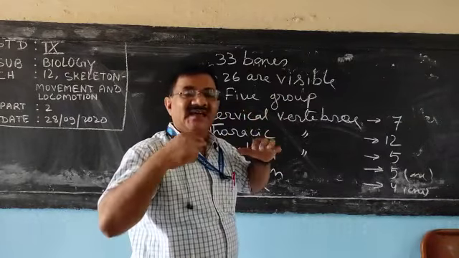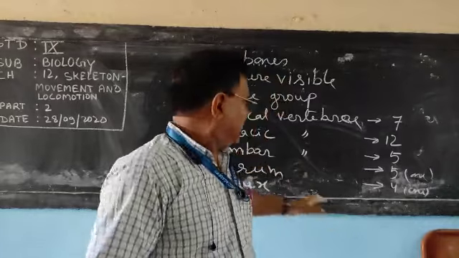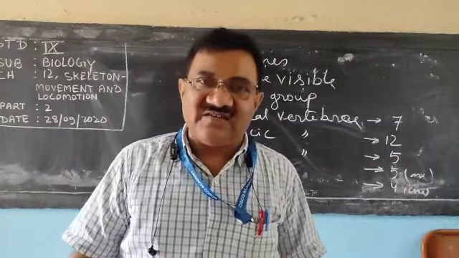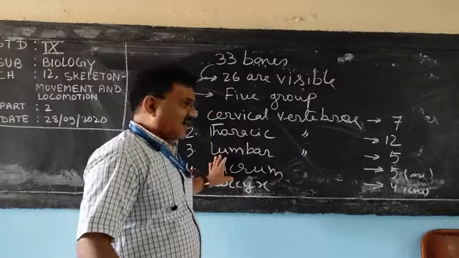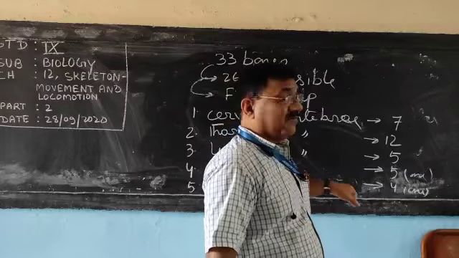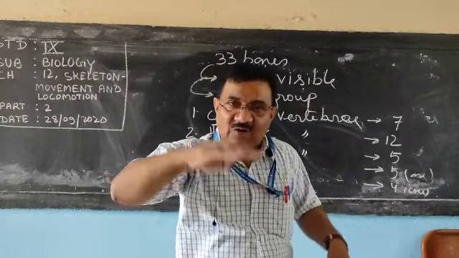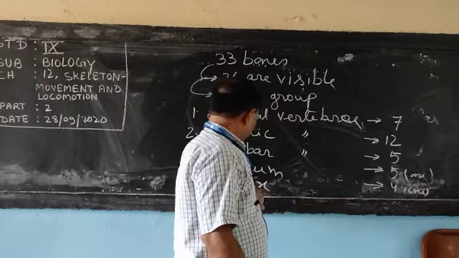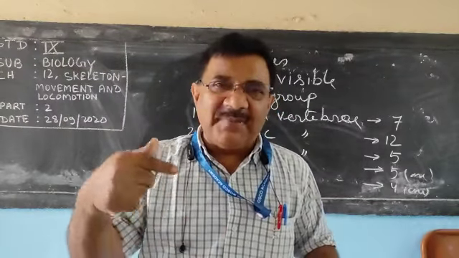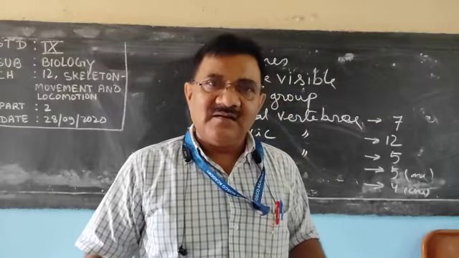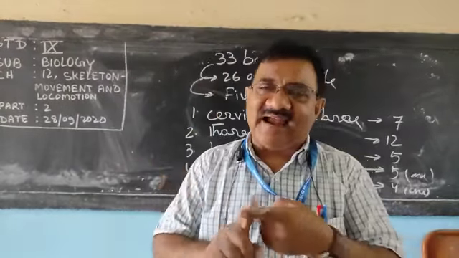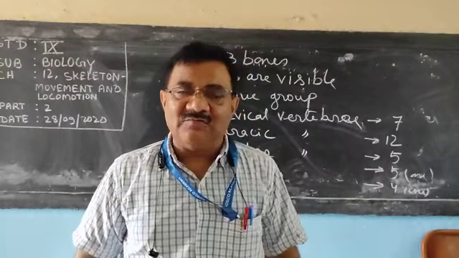Now, let us discuss. Cervical means neck. Thoracic means chest. In the chest we have what? 12 bones are there in the chest cavity. Lumbar, after that 5, and the sacrum 5. Just go down, and the last bone is the coccyx between the hips. 4 bones are there, and they are fused to form a single bone.